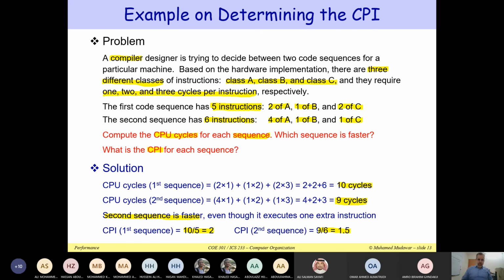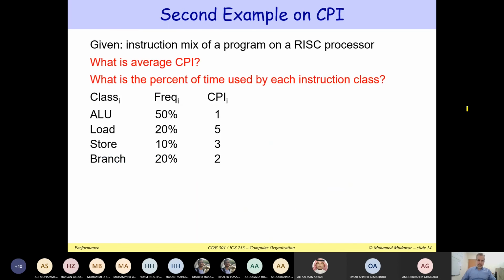It all depends, of course, on the program. But the idea is that the compiler can impact the total number of cycles for a given program, and it can also impact the average CPI. Right, so let us move on to the next example. Here's a second example on the average CPI.